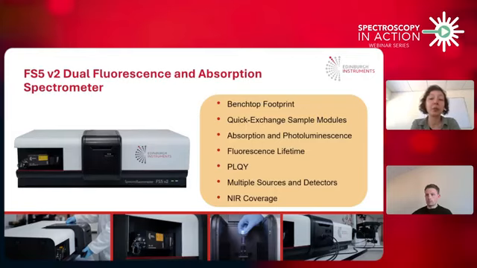We have carried them out in an FS5V2 spectrofluorimeter. This is the latest version of our benchtop spectrofluorimeter, the FS5. And here you can do absorption and photoluminescence, and you can also do advanced measurements like fluorescence lifetime, quantum yield, near-infrared detection, but you keep a benchtop footprint, which is very convenient for busy labs. It also has plug-and-play sample modules, which you will see later, that are very easy to use.